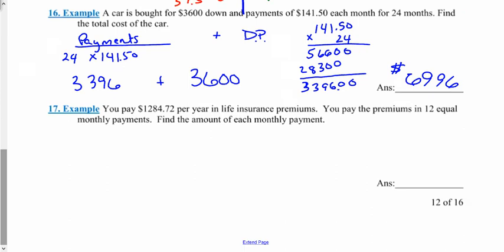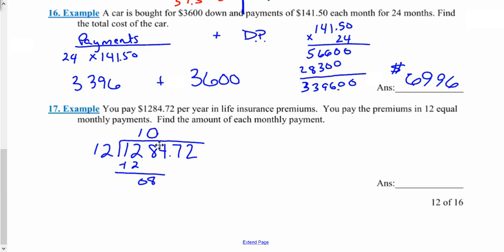All right. You pay this much each year in life insurance, and you pay the premiums in 12 equal months. How much is your monthly payment? Well, if this is a whole year, we just want to split that up over 12 months. And whenever we split, that's talking about division. So we're going to take this and we'll divide it by 12. 12 goes into 12 one time, of course. 12 doesn't go into 8, so I've got to put my placeholding 0 right here. Then we'll bring the next one down as well.